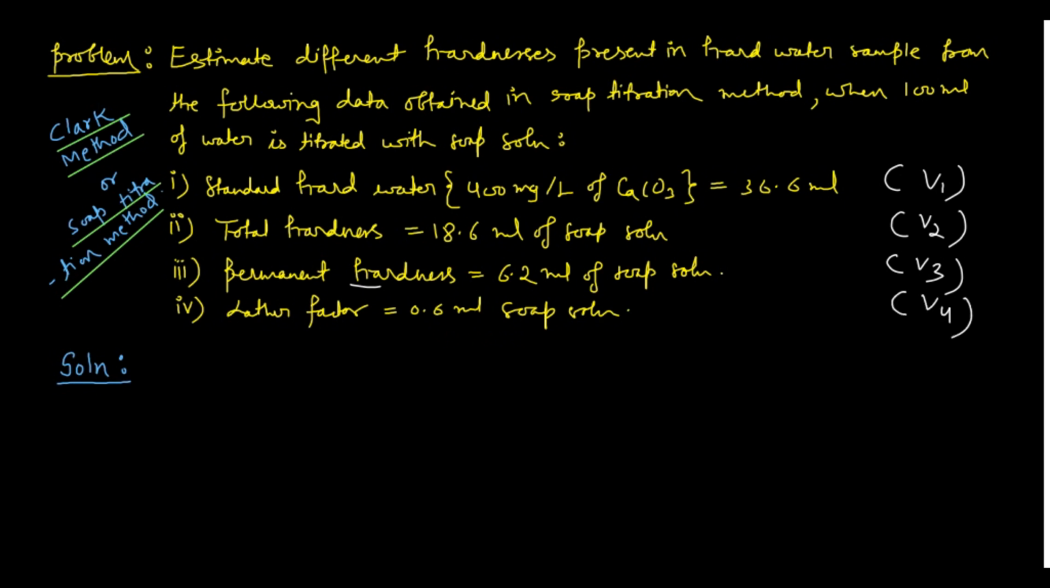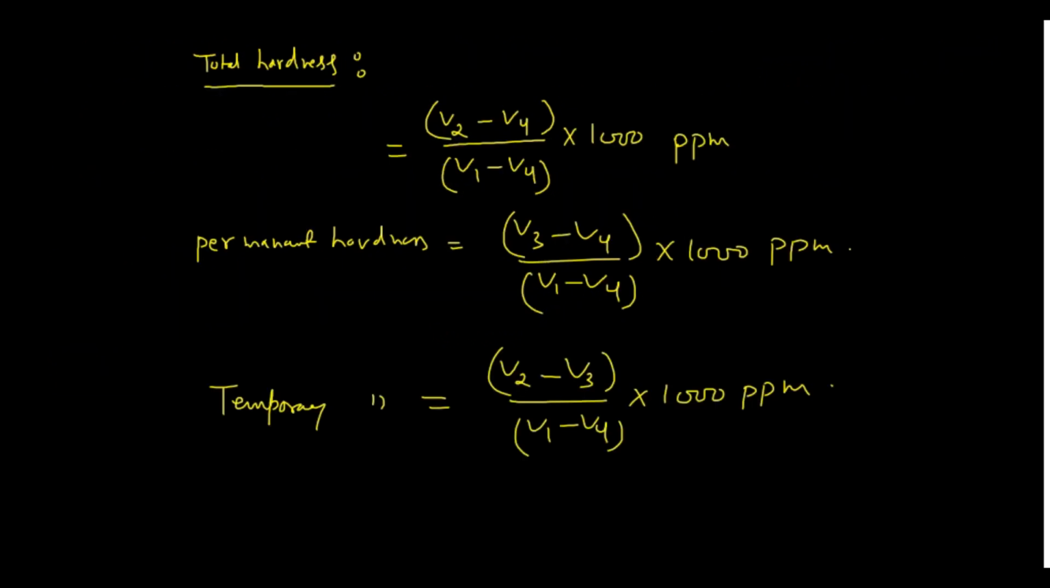If I go back to my last class slide, you can see these three different formulas. For total hardness, it is V2 minus V4 divided by V1 minus V4 multiplied by 1000, and this is in ppm. Then for permanent hardness it is V3 minus V4, and for temporary hardness it is V2 minus V3, and the denominator is the same in all three cases.